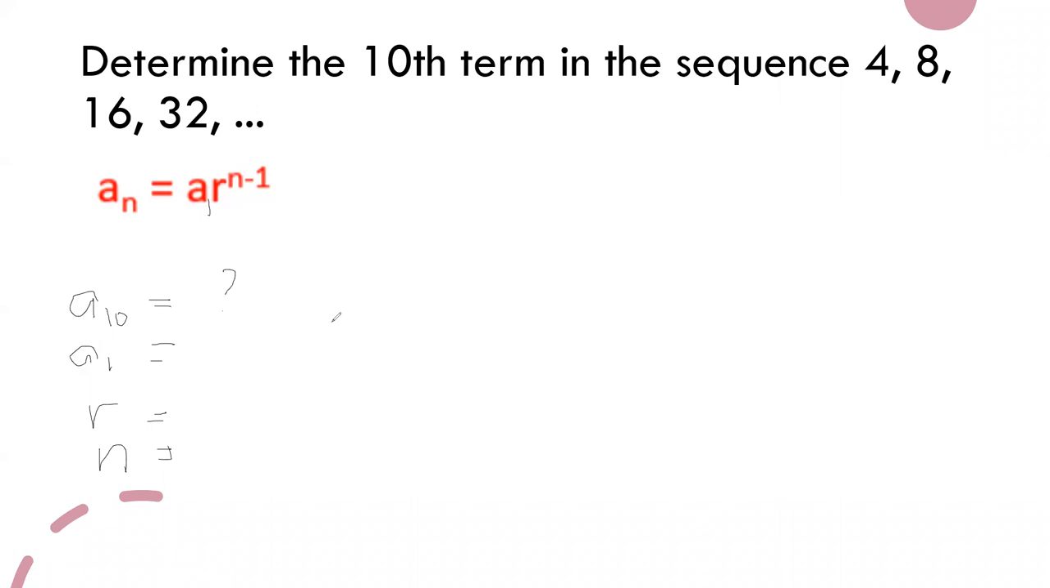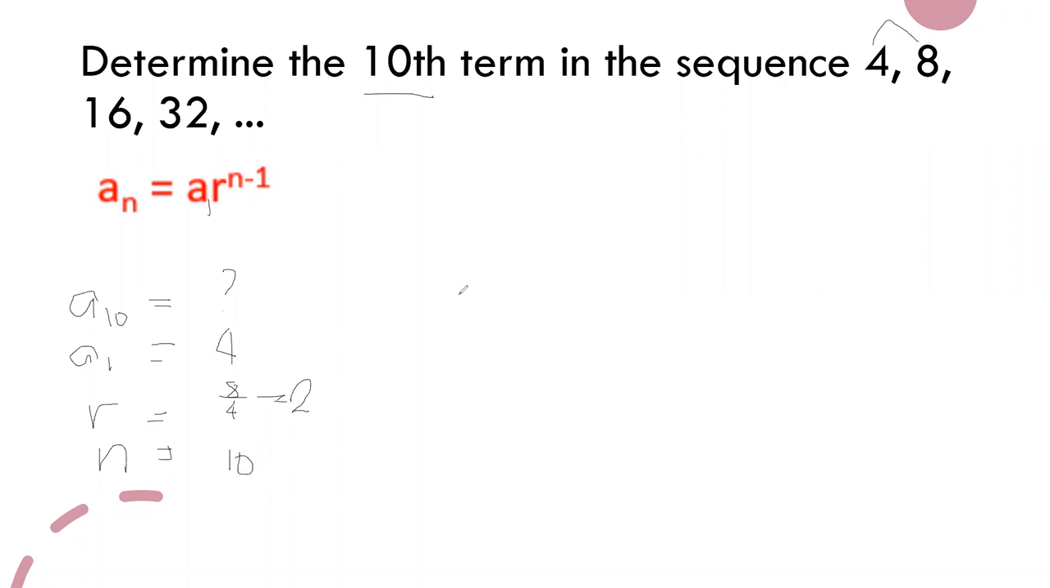What is our A sub 1? Our first term. 4 po. Correct. That will be 4. How about our N? R. What is our R? Sir, 2 po. Saan galing yun? From second term divided by first term, which is 8 divided by 4 is equals to 2. Para lang maliwanag tayo. And how about our N? 10 po, sir. That will be 10. Kasi pang 10th term ang hinahanap natin.